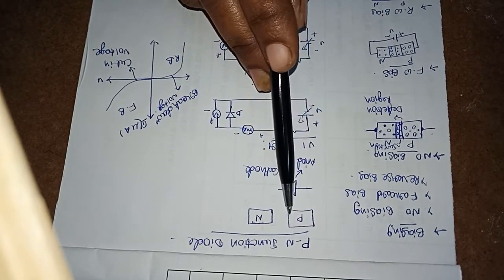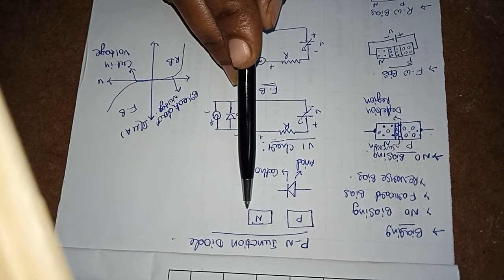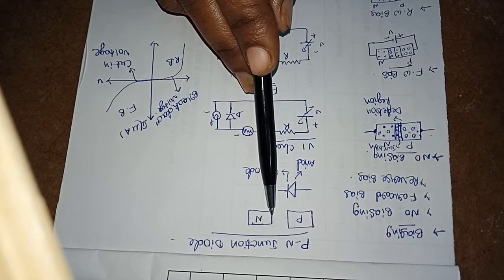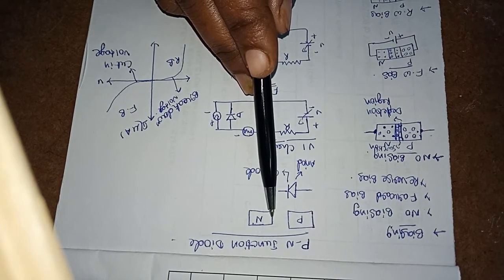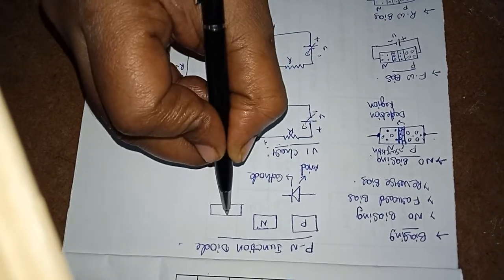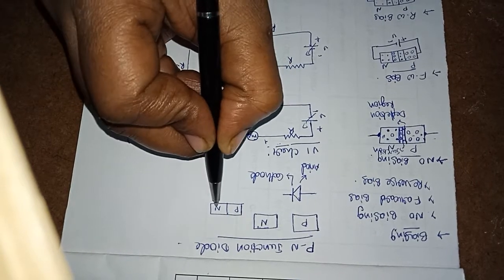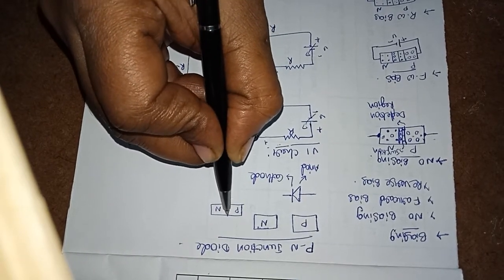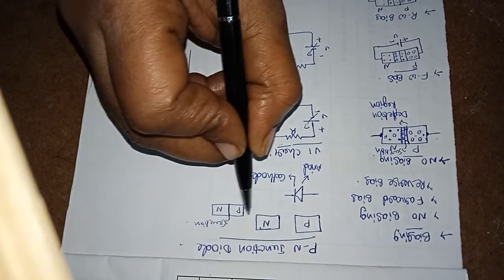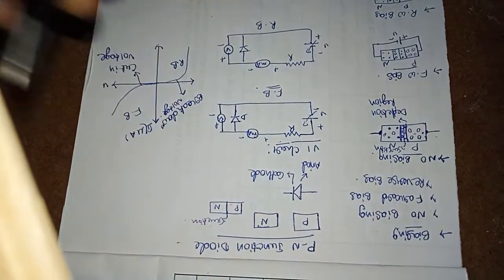So here the P type is one type of the semiconductor material and N is the other type of semiconductor material. These two materials are joined together to form a PN junction diode. So when these two materials are formed like this, this is a P-type material and this is an N-type material. When these two are joined together, it forms a junction. This junction is known as a PN junction diode.